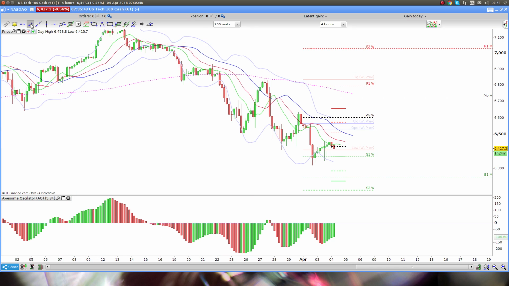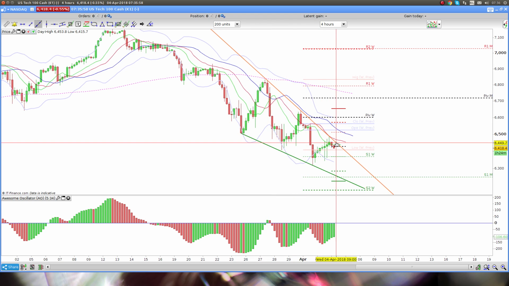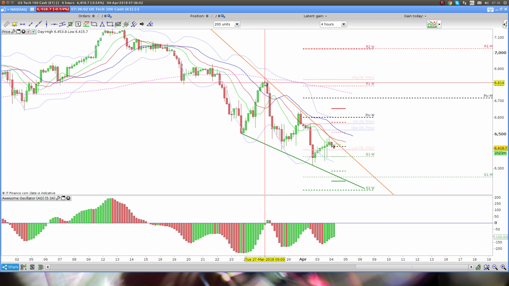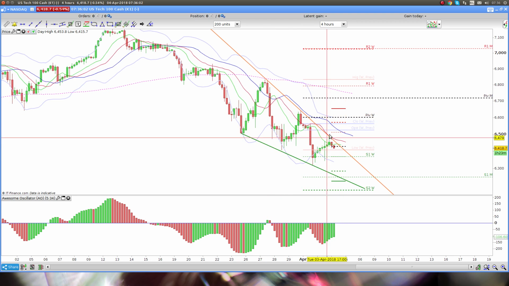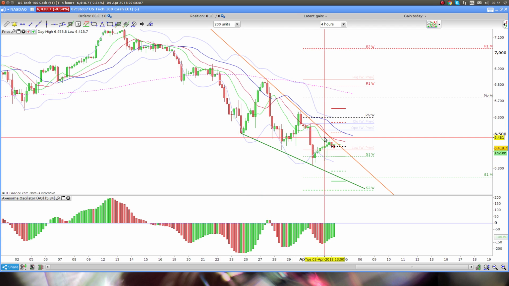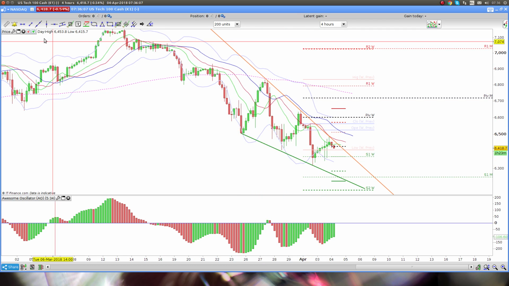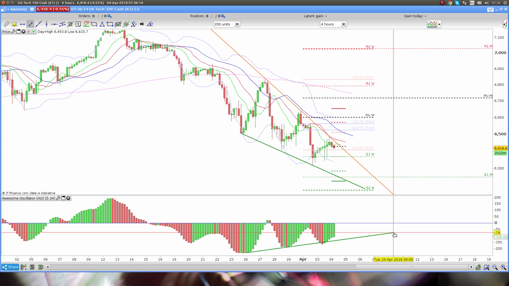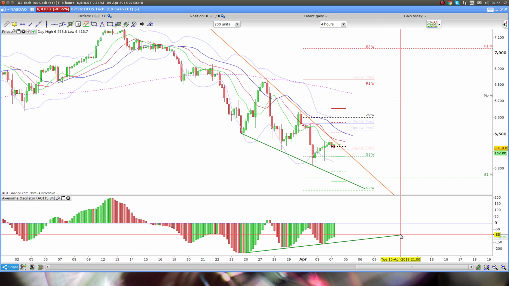So there are a couple of things that I can see here, and we are still in this falling wedge. We bounced off the top of it and are now coming down. We've had one, two, and that's the third touch on the top, with one, two, three at the bottom. So it's a pretty well-defined wedge. But the interesting thing for me is that we are experiencing some divergences here on the Awesome Oscillator.